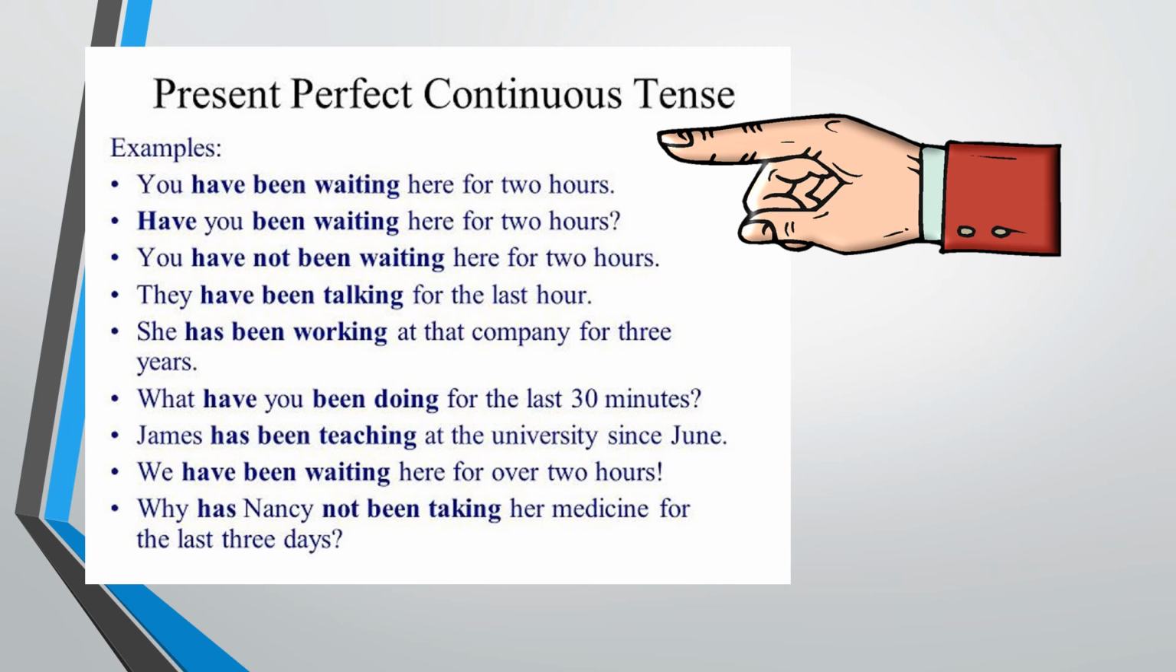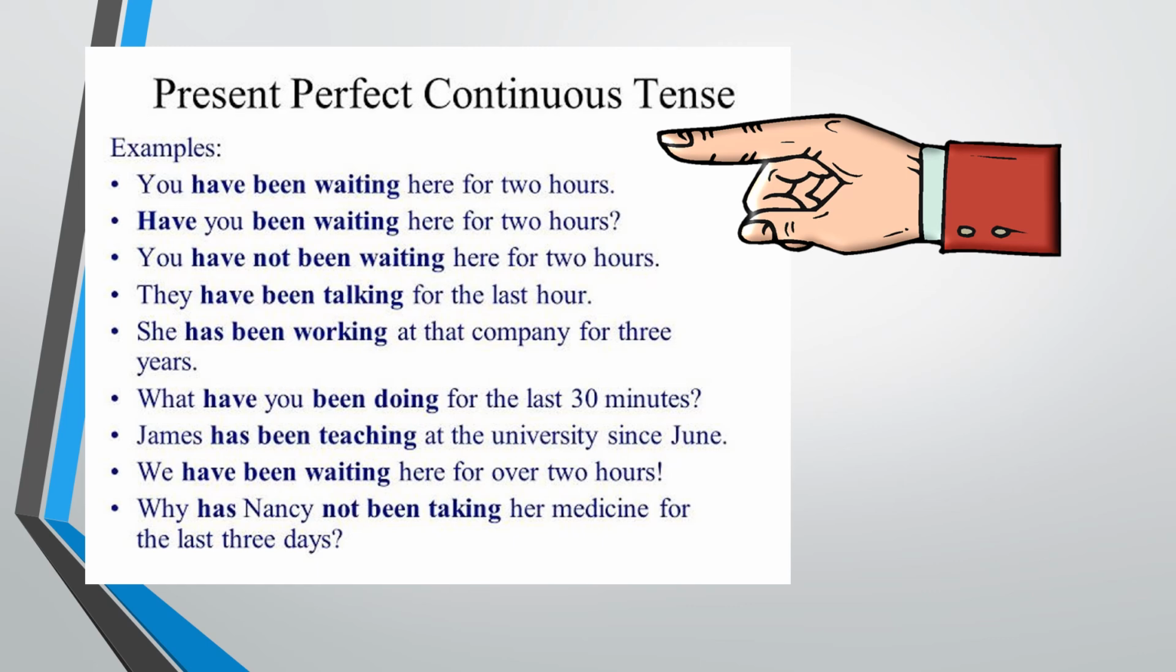Come to the next example, that is, she has been working at this company for 3 years. Has been. It means she is a singular pronoun. That's why you will use has been over here. Come to the next one. What have you been doing for the last 30 minutes? Here the sentence is interrogative. That's why just after what you have to use have, then the rest of the sentence.